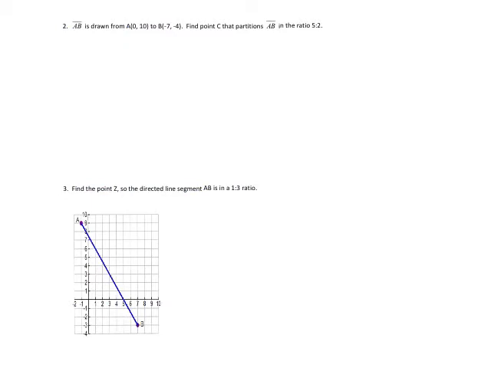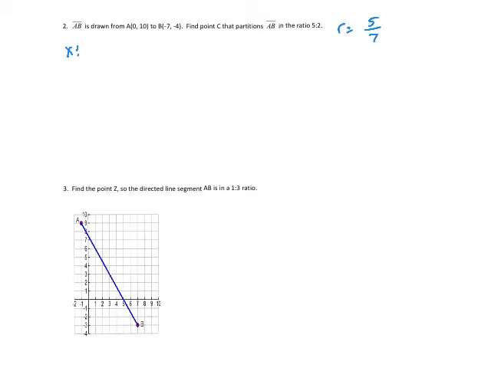For the next example, you have segment AB drawn from A to B. So A is the beginning point, B is the end point. Our ratio is 5 over 2. So that means our scale factor is going to be 5 as the first number. The sum is 5 plus 2, so it's 5 over 7. And the process is the same.